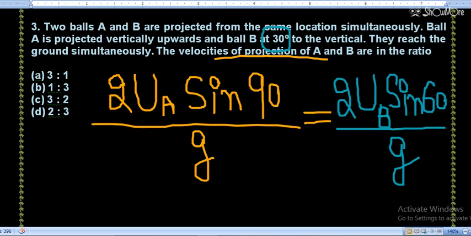So now what will happen? g and g will cancel out, 2 and 2 also cancel out. Wait for 1 minute please. We have to use which relation? u cos, okay, sine 60. Yes, we have to use that relation, sine 60. Okay, let's continue the question.